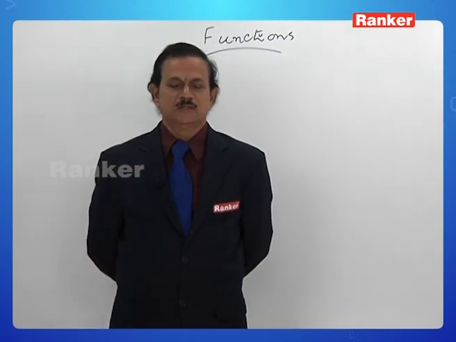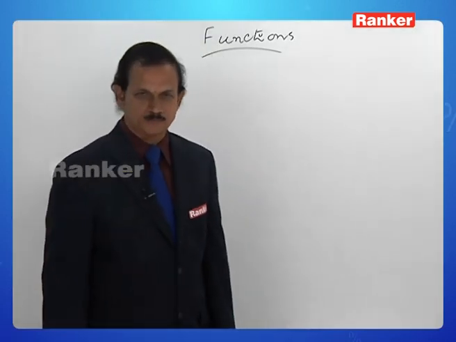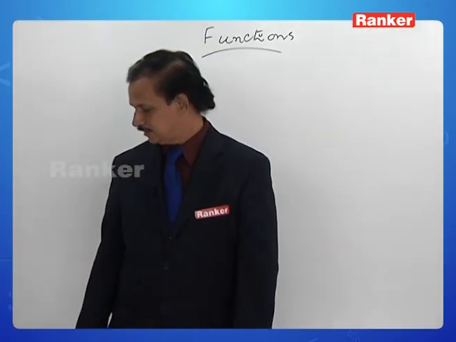In this question, we are given two functions. One is g of x is equal to 1 plus root x, and another function f is not directly given, but f of g of x is equal to 3 plus 2 root x plus x. Then what is f of x? First option is 1 plus 2x square. Second option is x square plus 2. Third option is x plus 1. Fourth option is x plus 2. So we are supposed to have what f of x is.